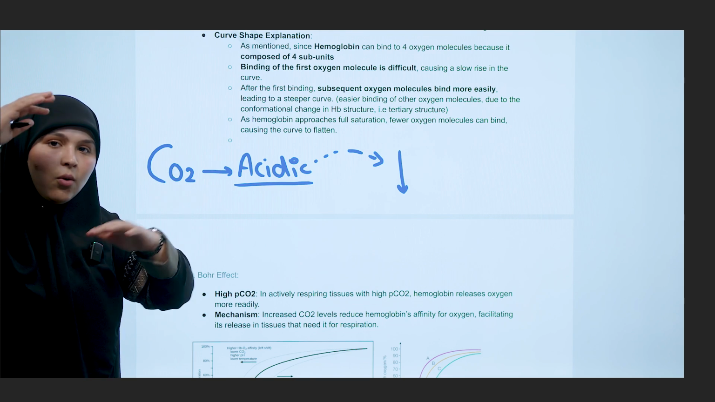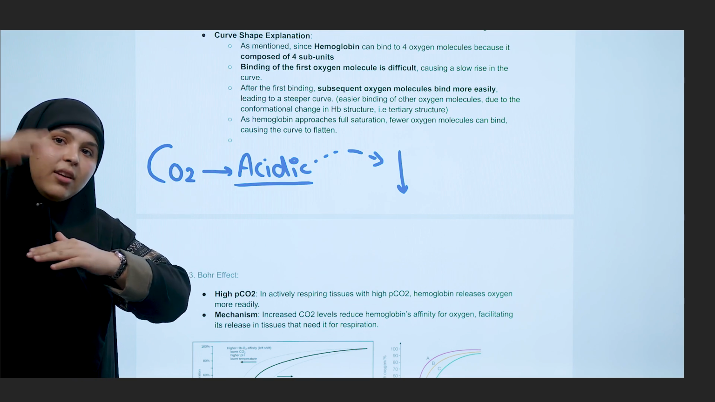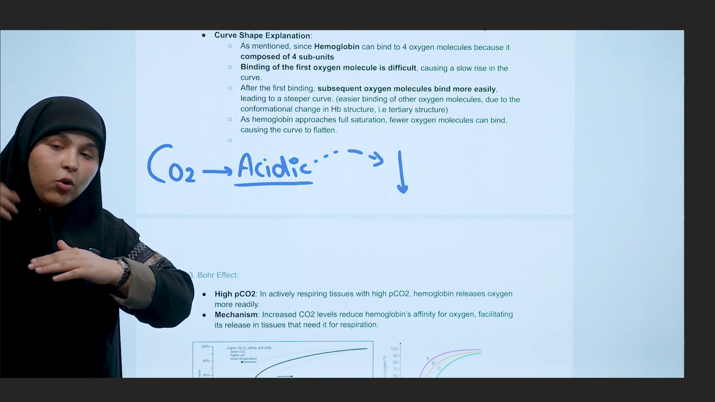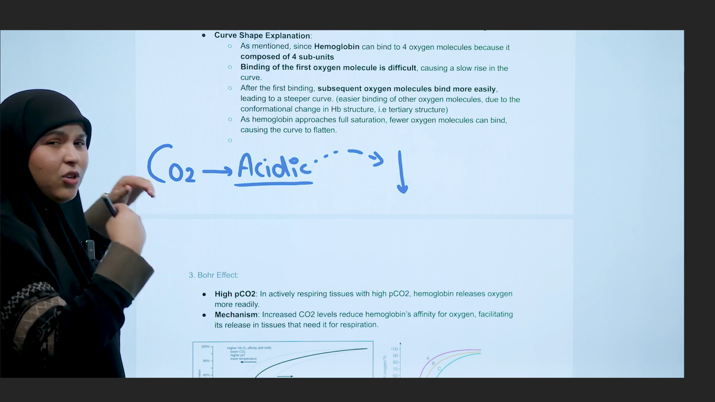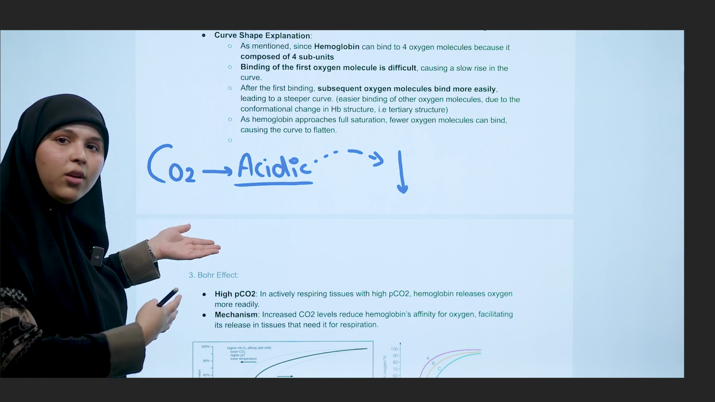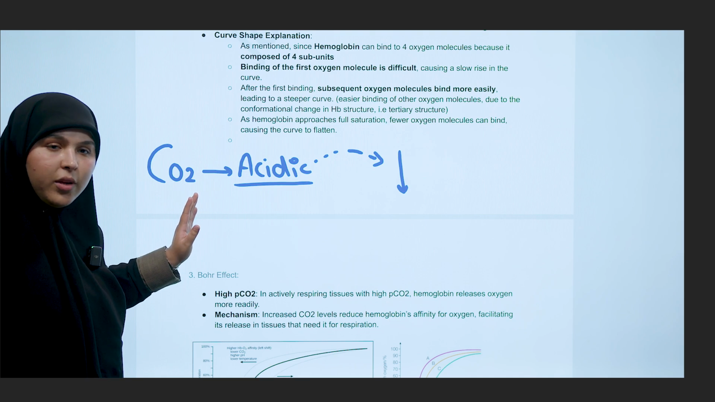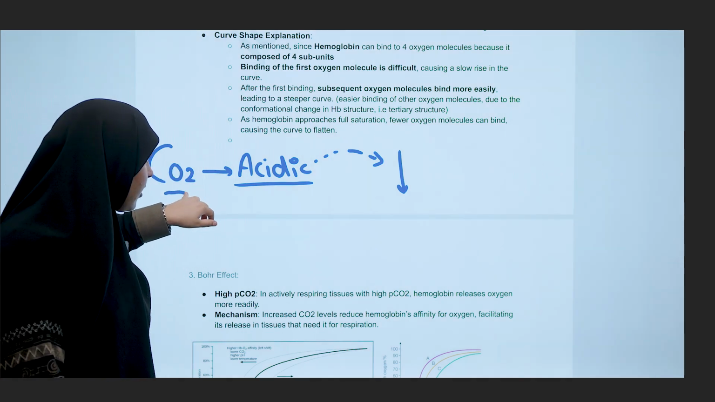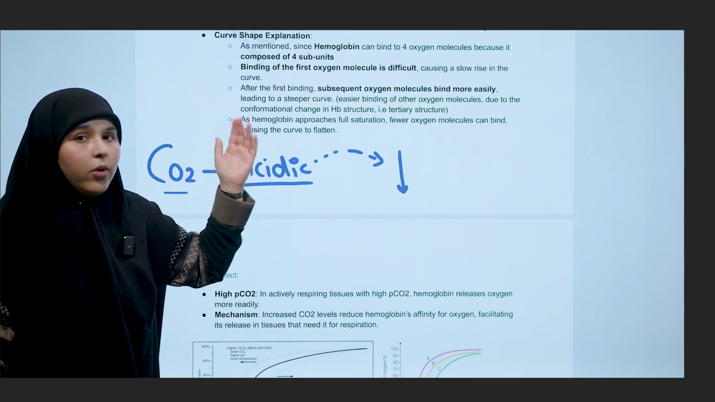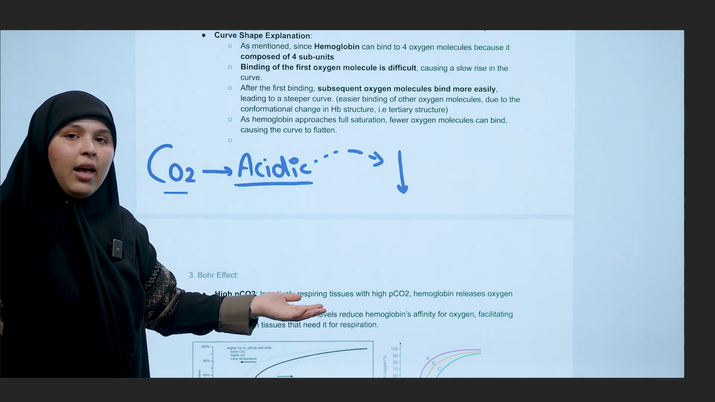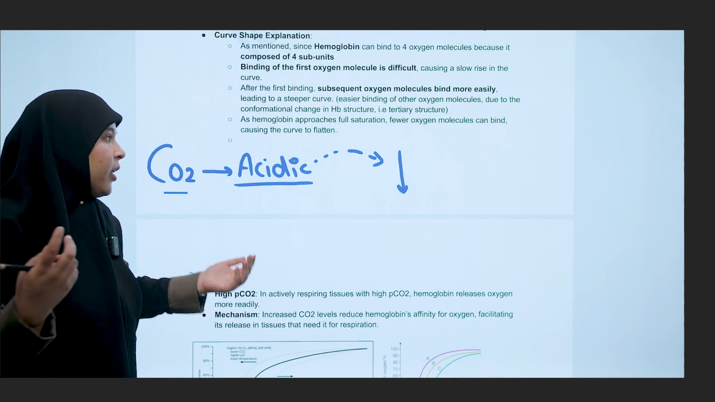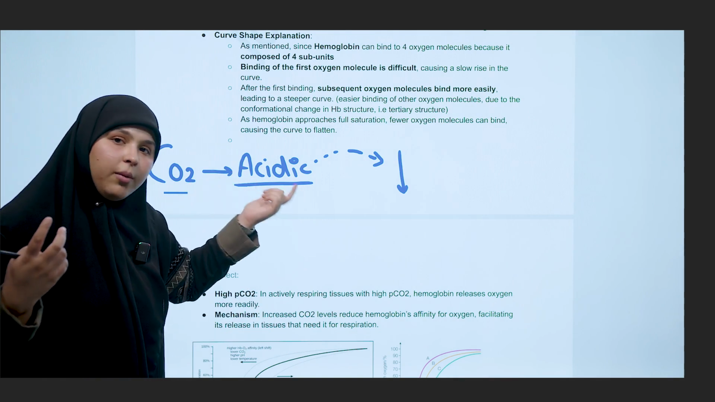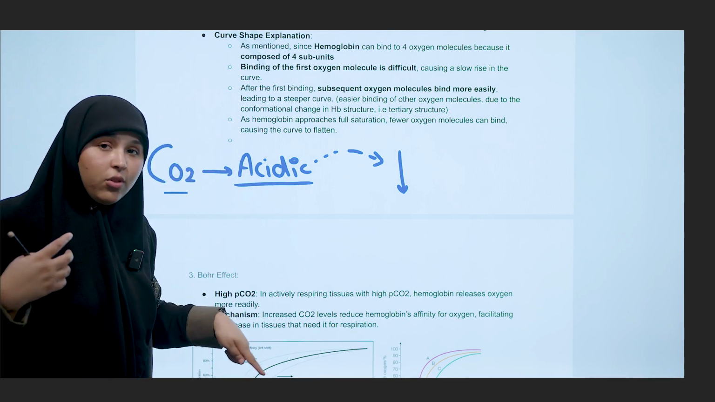You don't need to know how carbon dioxide is exactly transported or what the reaction is. Of course, there are so many details we could include, but it's not related to your specification. So what you need to know is that carbon dioxide is acidic. And if something is acidic, it's going to lower the pH, right? And if something is alkaline, it's going to increase the pH. Now, why this is extremely important, and it will have an effect on this curve.